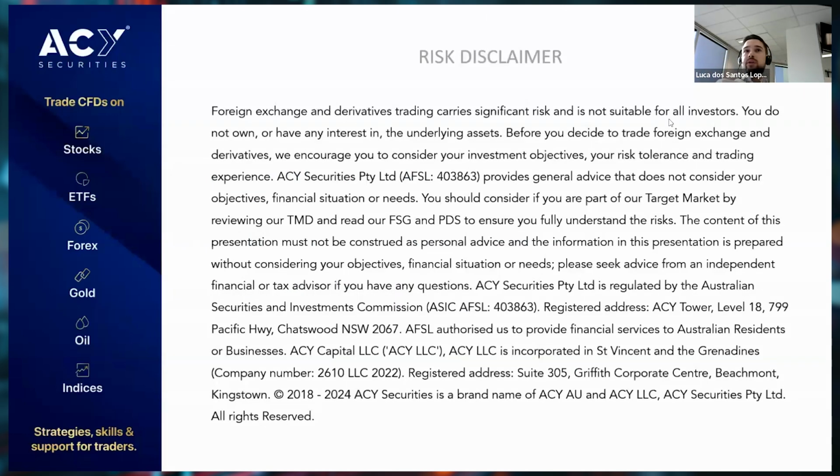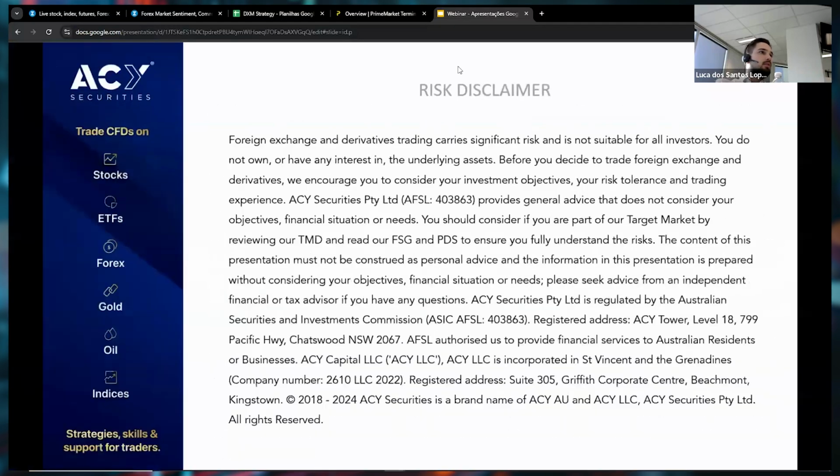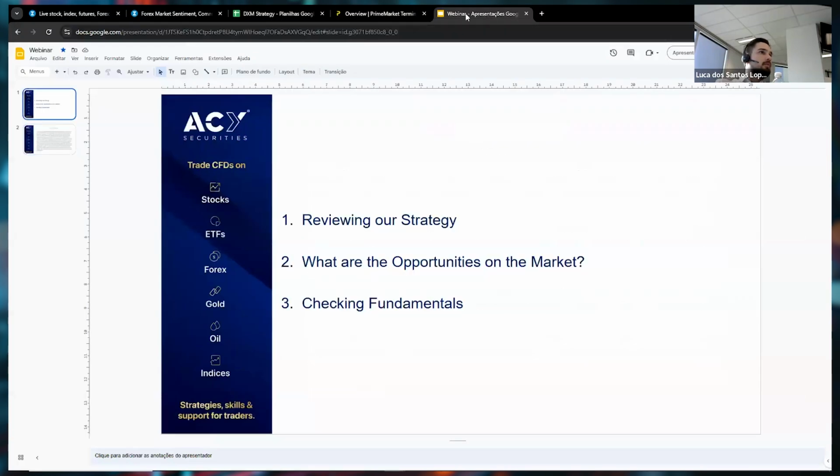Before we go any further, guys, I'm going to be silent for a minute or so so everyone can read this risk disclaimer, and we go from there. Okay, done. All right, guys, let's get started. We're still going to learn about this.